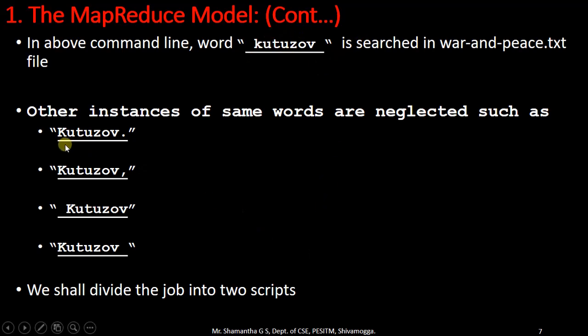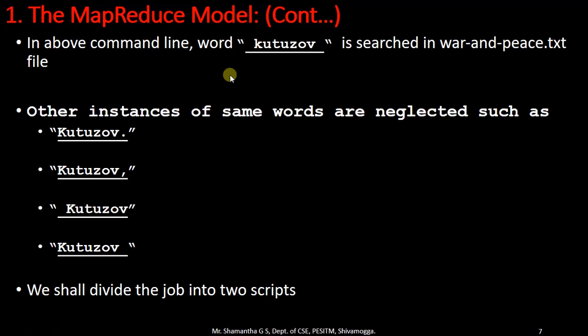For instance, Kutuzov with a dot, Kutuzov with a comma, Kutuzov with only a leading space but not the trailing space, Kutuzov with only a trailing space but not the leading space. Such instances are neglected in the earlier command line.